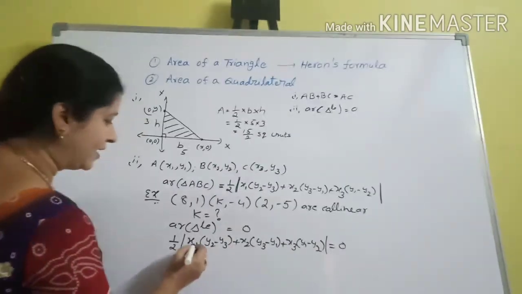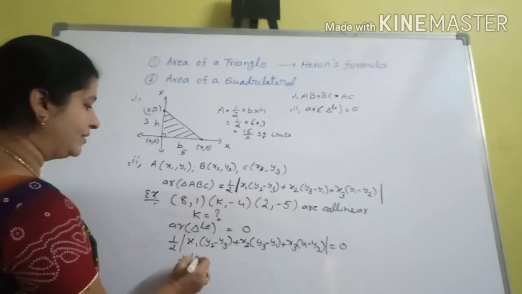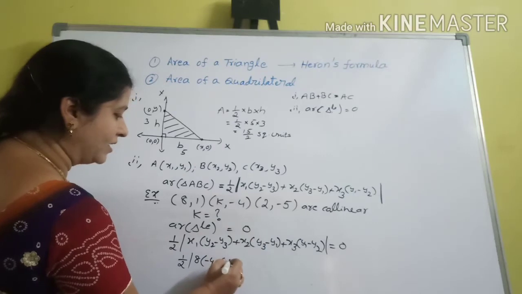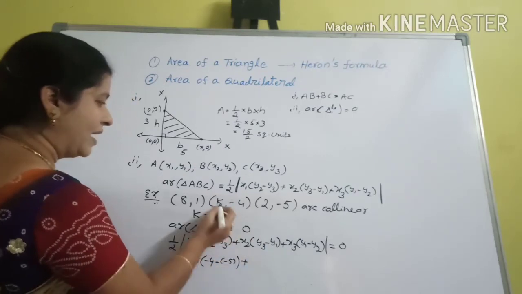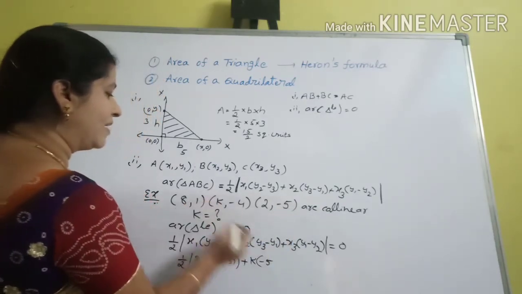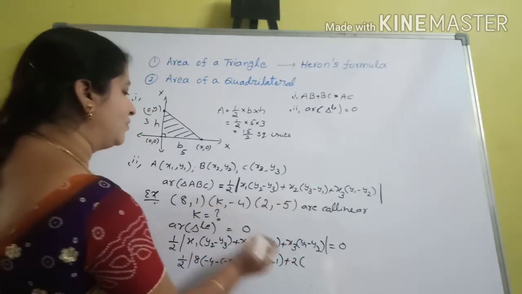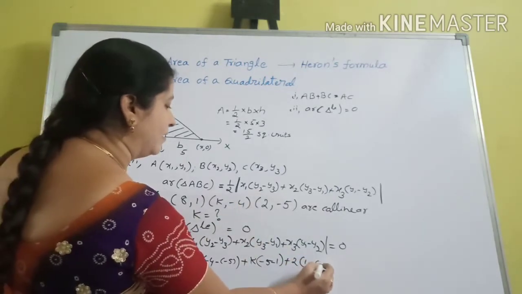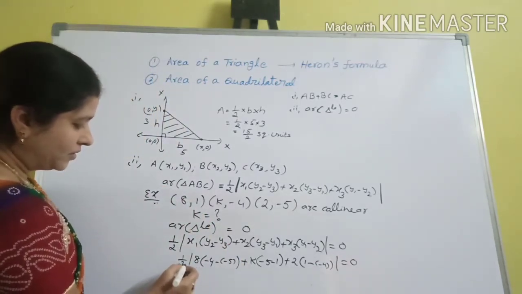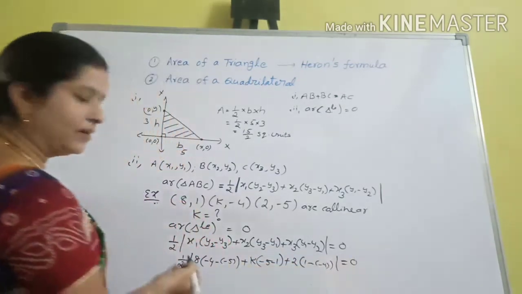So substitute all the values in this formula. Half into x1 value 8, (y2 minus 4, and y3 minus 5, minus of minus 5), plus x2 value k, (y3 minus 5, y1 value minus 1), plus x3 value 2, (y1 value 1, and y2 value minus 4), equal to 0. So modulus of half, take the other side, it will also be 0.